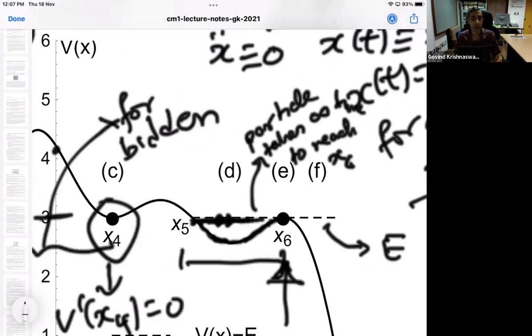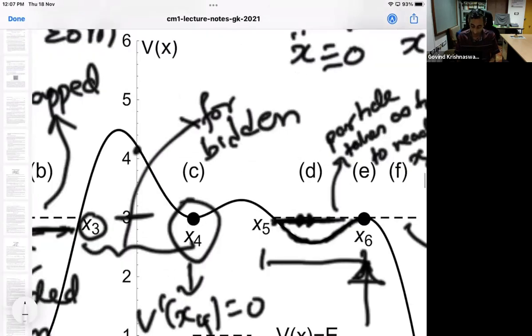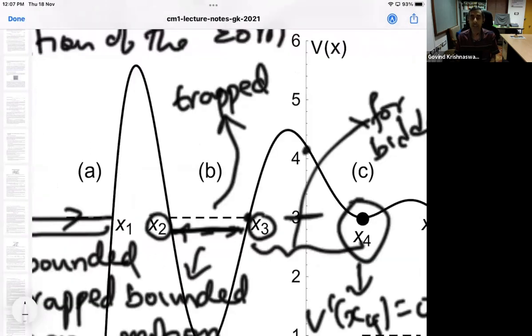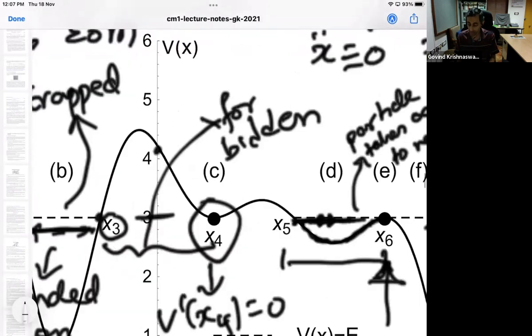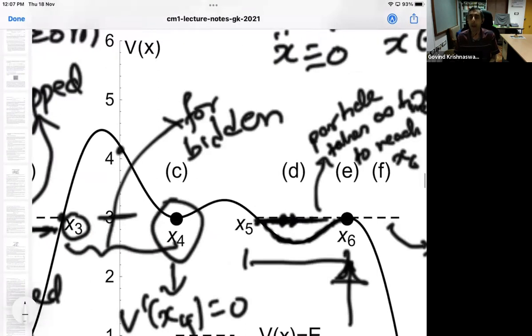On the other hand, a particle at x3 cannot remain at x3. If you start at x3 with zero velocity, it can't stay there. It has to move left because there is a non-zero force there, pushing it leftward. Whereas at x6, the force is zero, so the particle cannot move out.